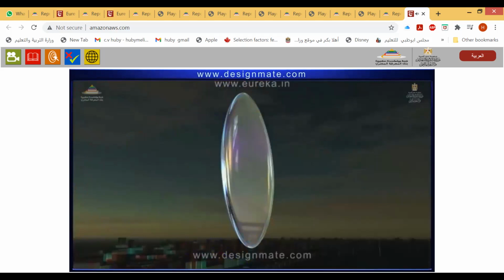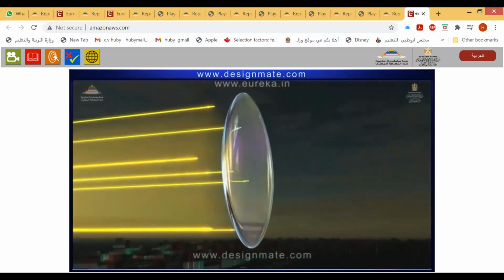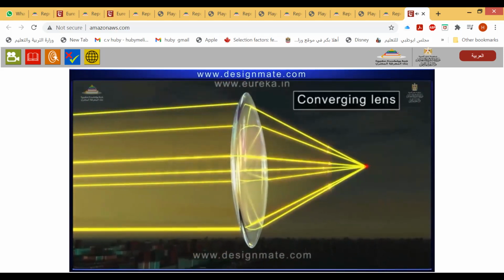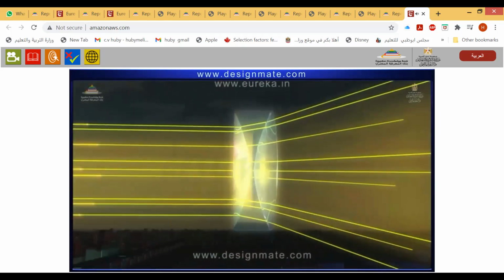Hence, we have understood that the rays of light incident on a convex lens get converged on the other side. So it can also be called a converging lens. Let us look at another kind of lens, which diverges the light rays passing through it.